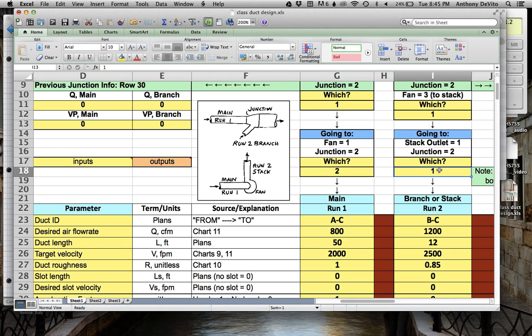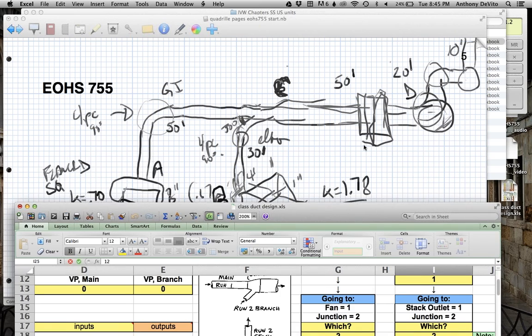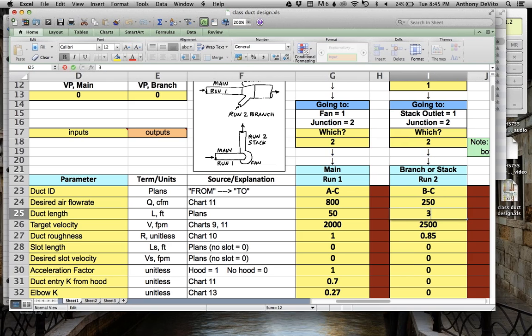Okay, so where are we going from the hood? We're going to the junction, the same junction as the other junction, right? It's the other side of that. Okay, so now we're gonna fill in what's gonna happen from B to C. What's our flow? What's Q that we need here? 250, right? What's our duct length? That was a 30?